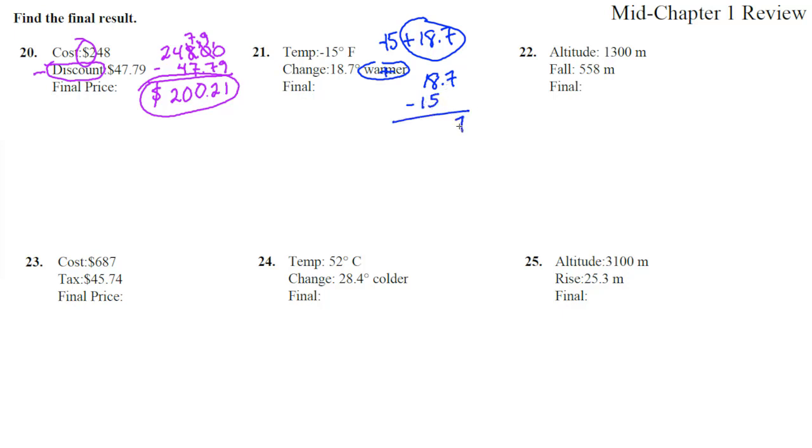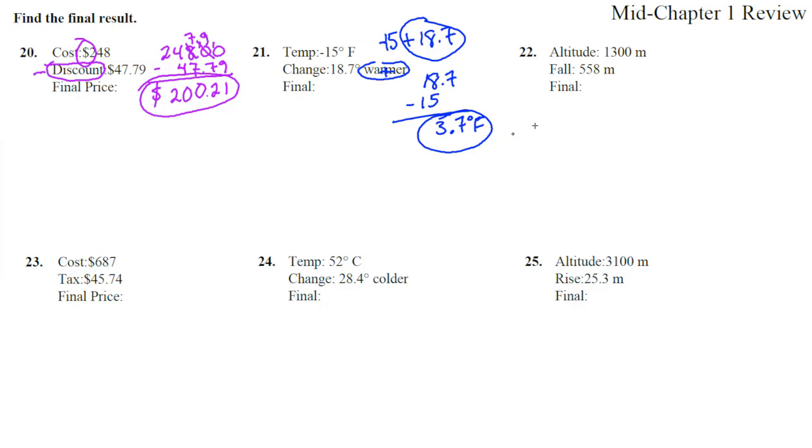So that means we're going to put the strongest one on top, 18.7, and subtract that 15. 7 minus 0 is 7. 8 minus 5 is 3. 1 minus 1 is 0. So it's 3.7 degrees. Positive is stronger, so it's a positive 3.7 degrees Fahrenheit. So it came up from negative 15, went all the way up to 0, and then 3.7 degrees further.